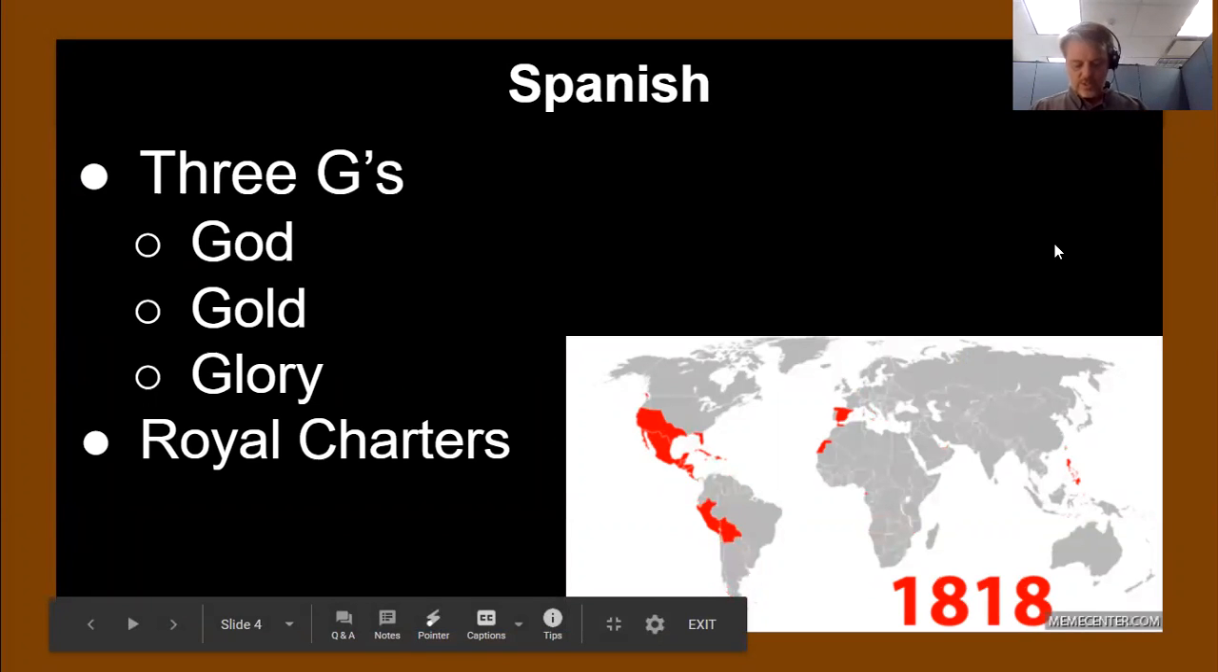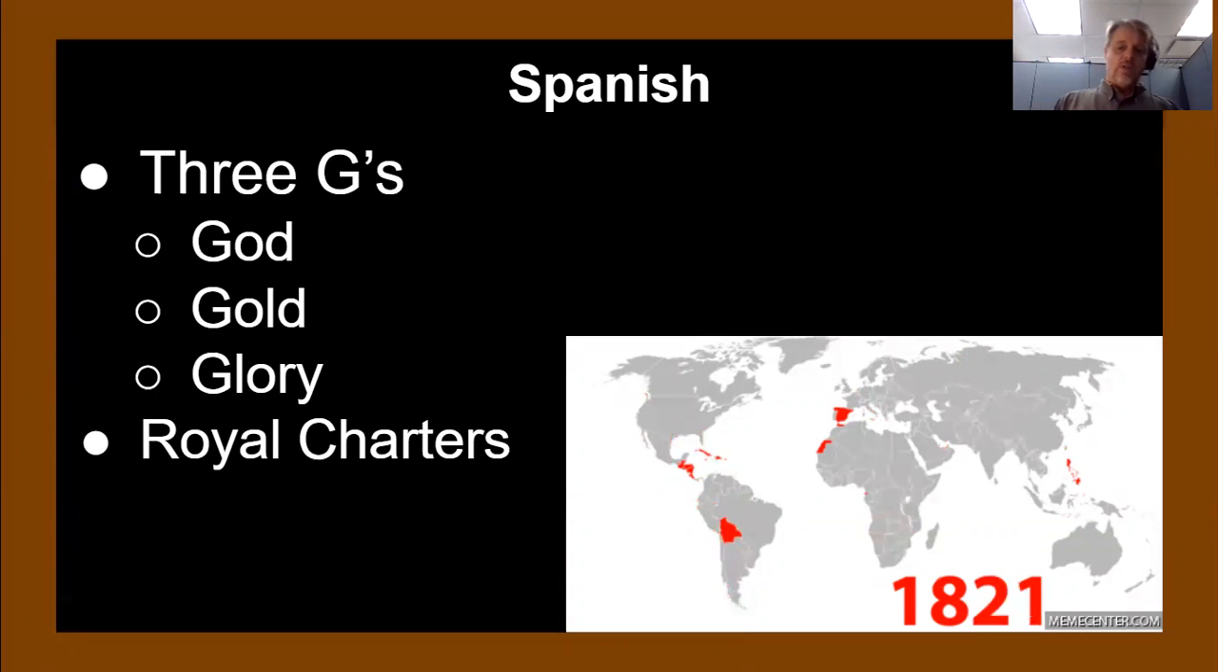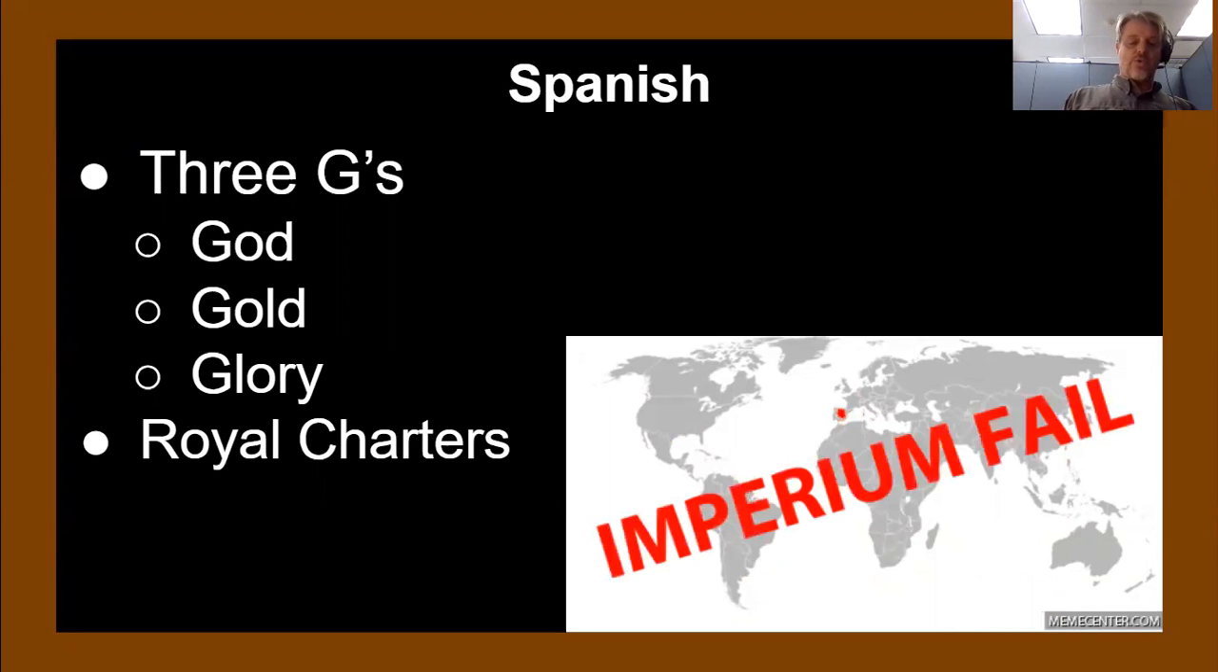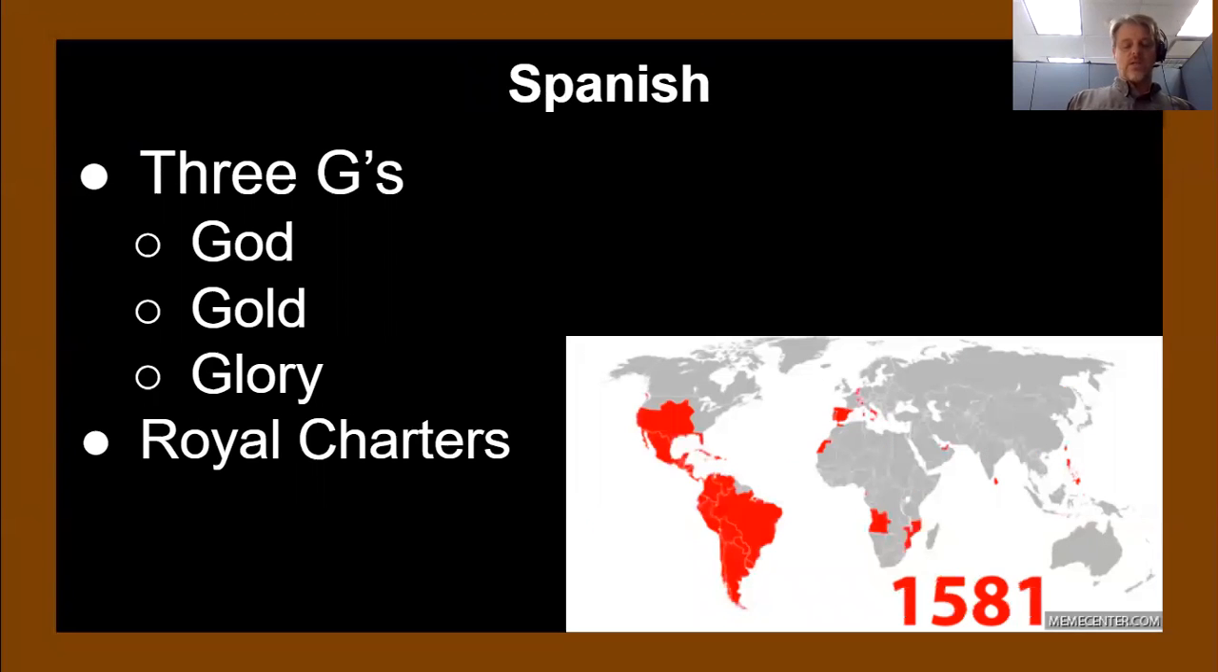So the Spanish, it's an animation of the Spanish Empire. They were kind of the prototypical or stereotypical empire builders. They had the 3 Gs. I'm not sure why that's important, but that's on every single standardized test that you will come across when talking about world history or colonization. God, gold, and glory. They went about to spread Christianity, their specific brand of Christianity, and they did it quite forcefully. They were looking for gold.